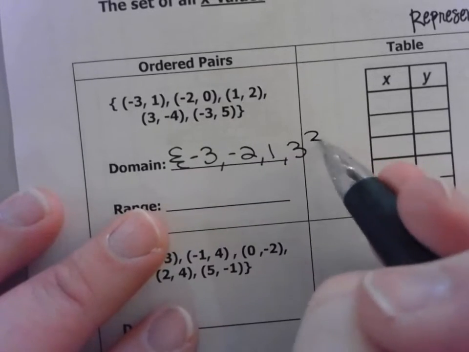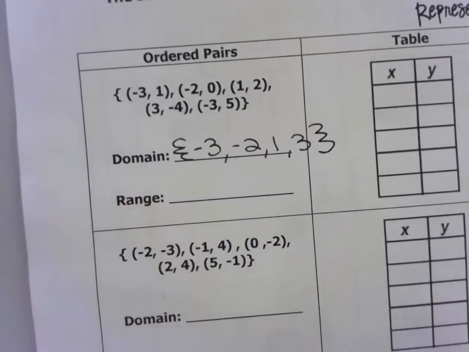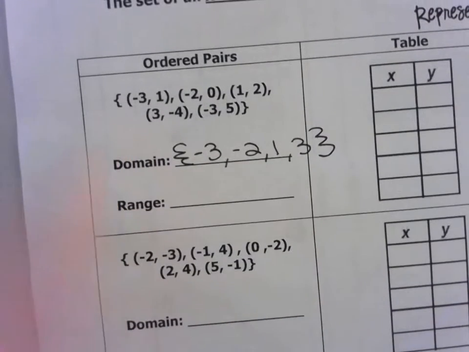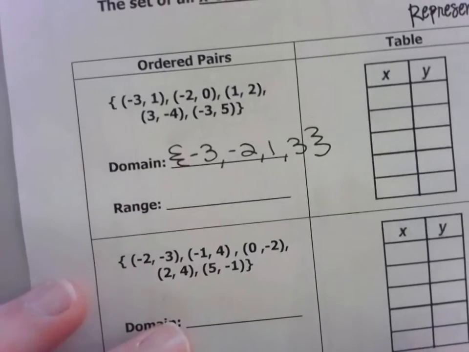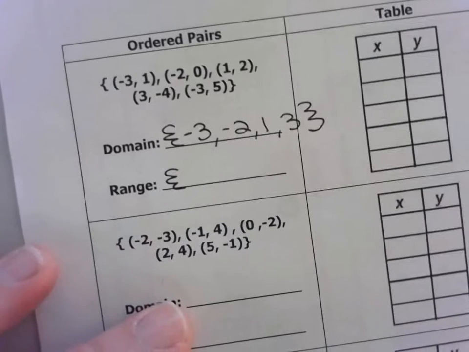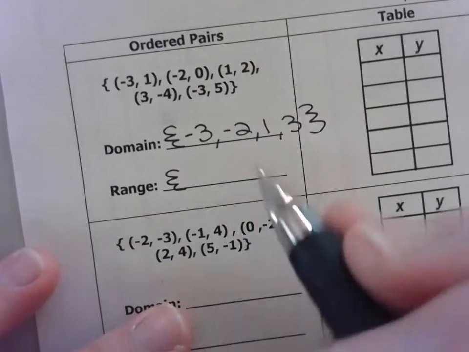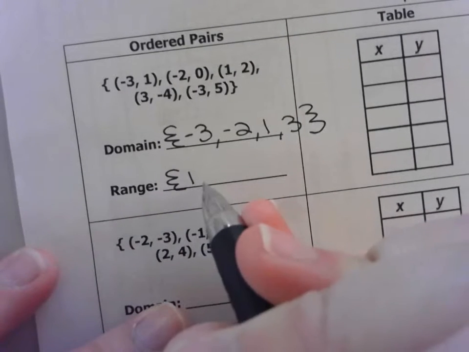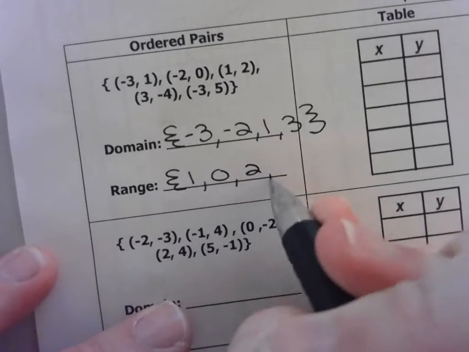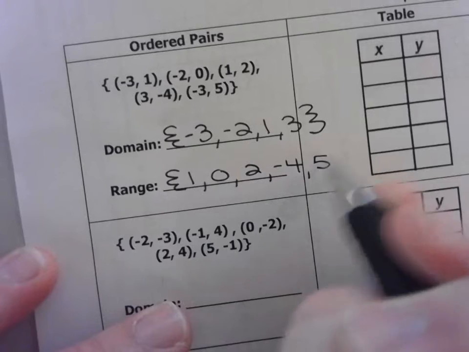Do not repeat when you are listing the domain. I'm listing my x values, so you do not put -3 twice. I'm going through the x values: -3, -2, 1, 3. The -3 repeats, but you don't put it more than once. So for domain, I just list the x values. If I look for the range, that's the y values. You just list the y values. What are my y values going to be? 1, 0, 2, -4, and 5.